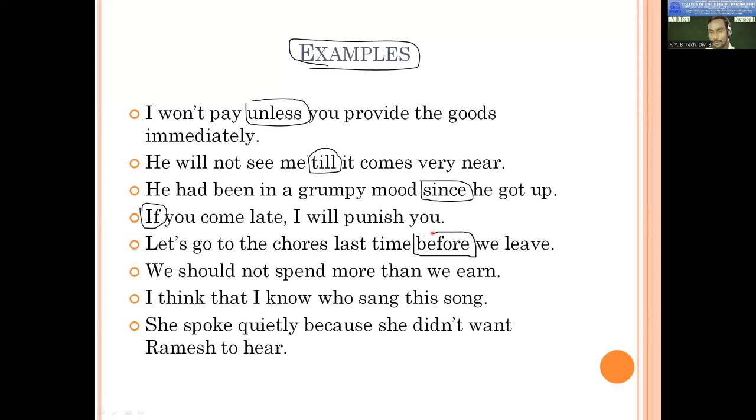So here the word before is also a subordinating conjunction. We should not spend more than we earn. Which is it? Than. Yes, that's right. Than is a conjunction here. I think that I know who sang this song. That. Okay. She spoke quietly because she didn't want Ramesh to hear. Because. So this way, you may be able to see some of the examples like this.